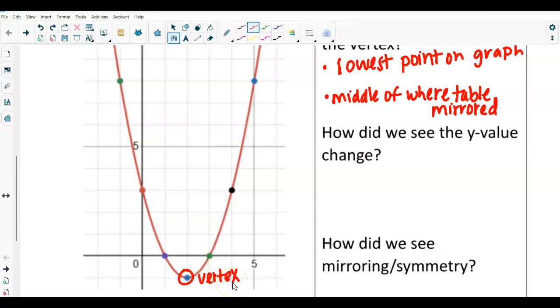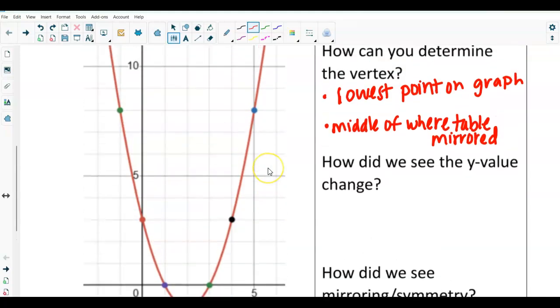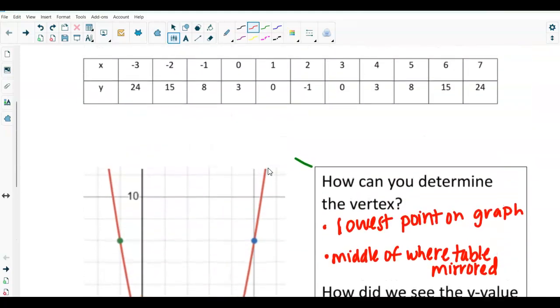In the table, it is also where the points start to mirror. So if we go back to the table, this was our vertex here, because we can see that the points start to mirror. You can see the 0, the 0, the 3, the 3, the 8, the 8, and so forth.